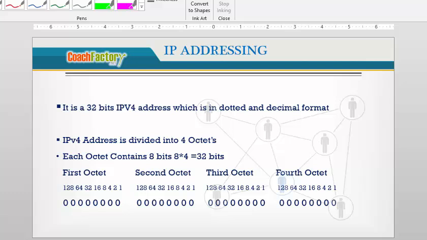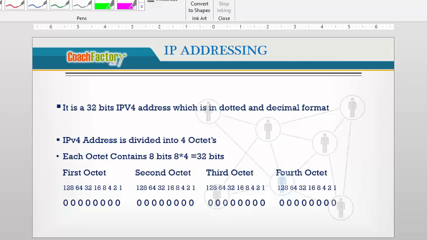So IP addressing. What is an IP address? An IP address is a logical address which works on the network layer in the OSI model, layer 3. We need to assign this IP address to the computer so that every computer has a unique IP address to exchange data between them.